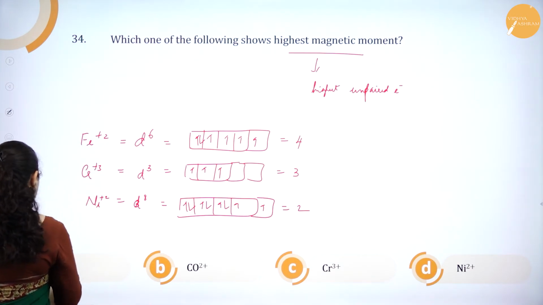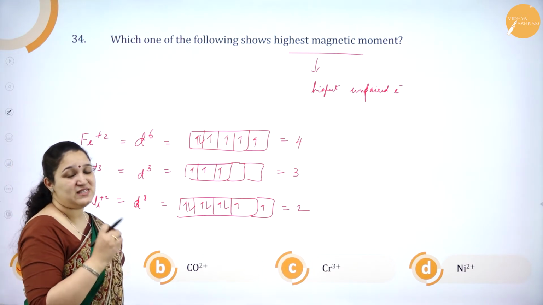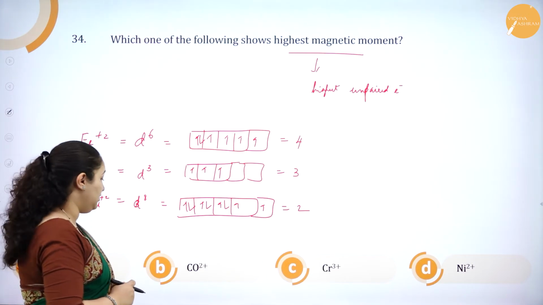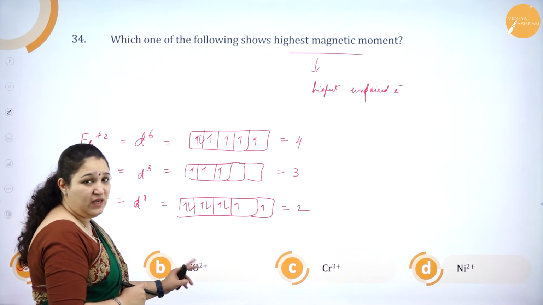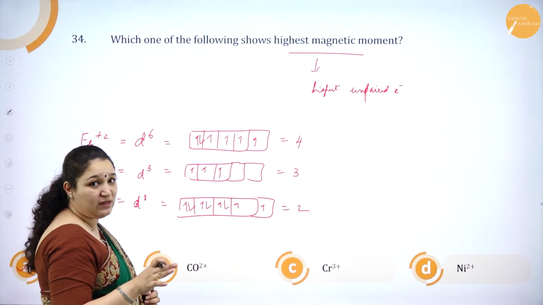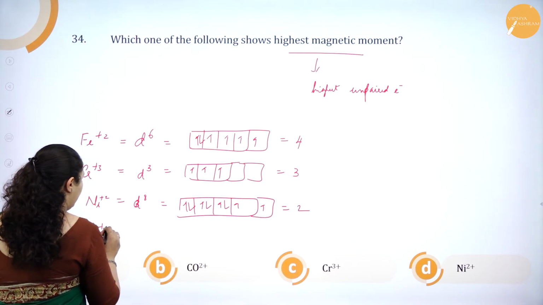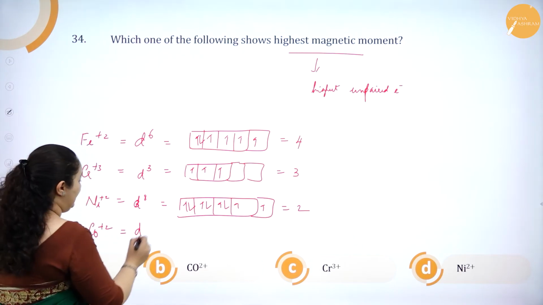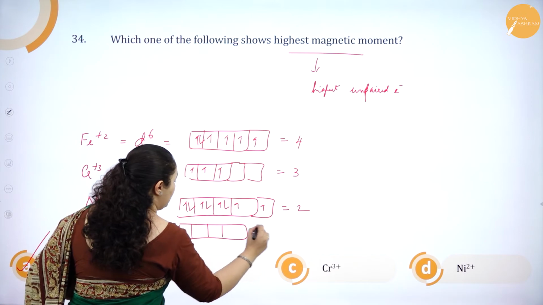So the answer is Fe plus 2 state, which has the highest magnetic moment. Now in this question, if you consider this O to be a small letter, CO, that means it will be cobalt, isn't it? Cobalt in plus 2 state, it will be a D7 system, in which how many unpaired electrons?